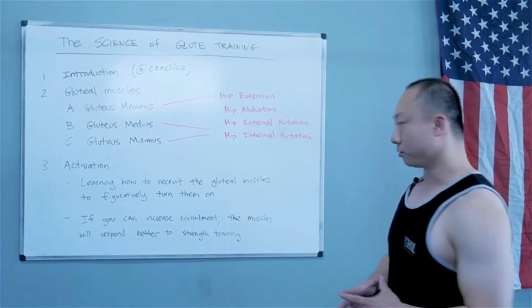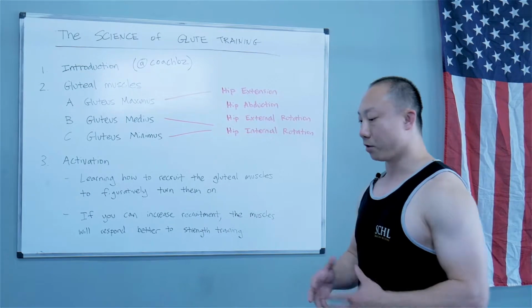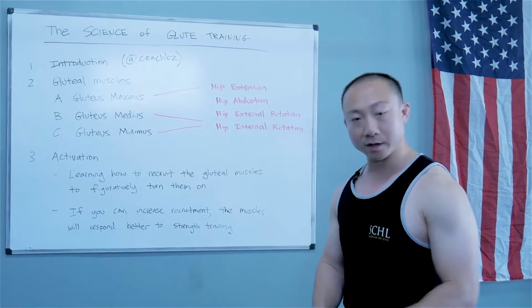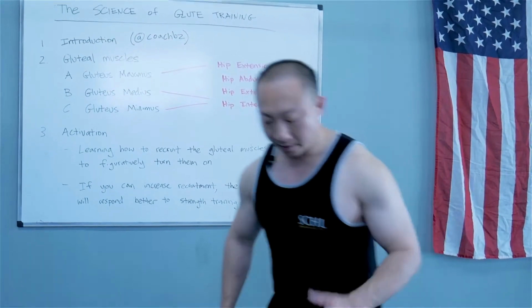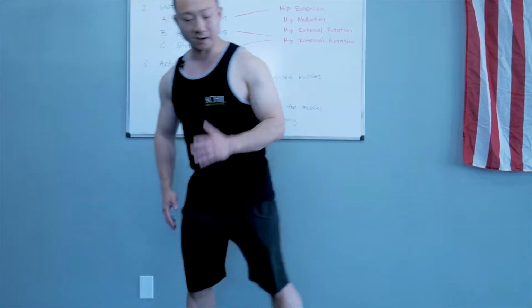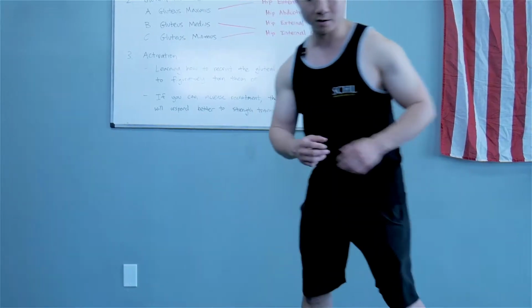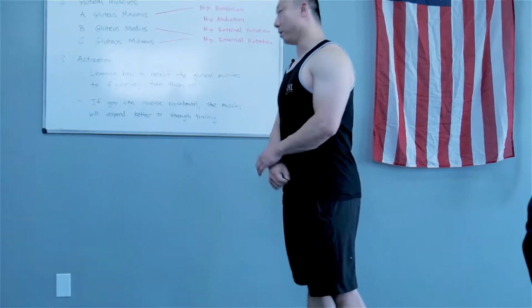Just for example, an activation would be putting mini bands around the knees and doing a lateral shuffle walk, like so. That would be a sample. Imagine if I had a mini band here, and I'm moving like so. That would be an example of an activation.